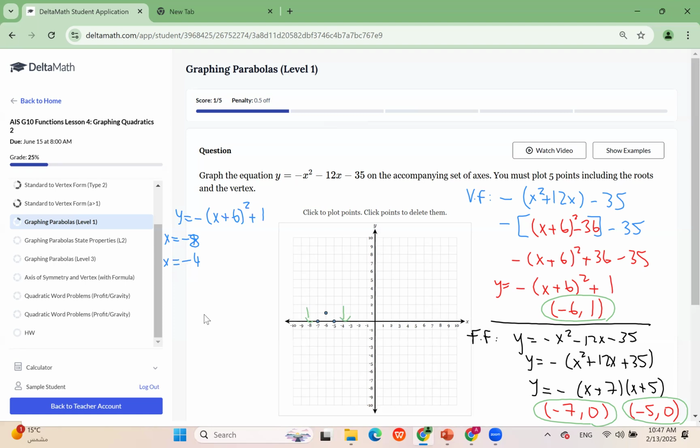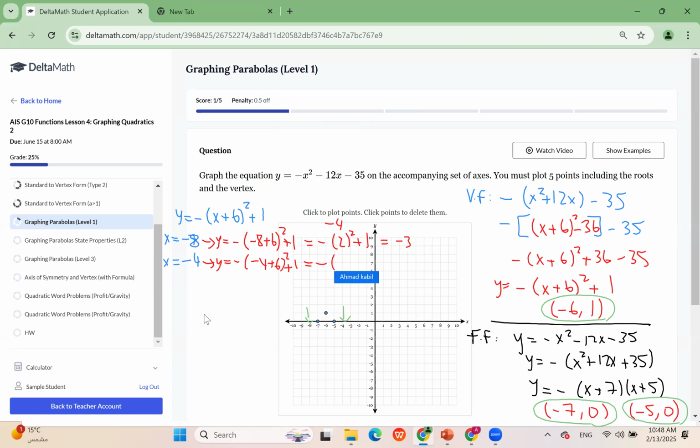So for this value, we get y equals negative (-8 plus 6) all squared plus 1. Y equals negative (-4 plus 6) all squared plus 1. And all we have to do is just evaluate. So we have negative (-2) all squared plus 1, which is -4 plus 1, which is -3.